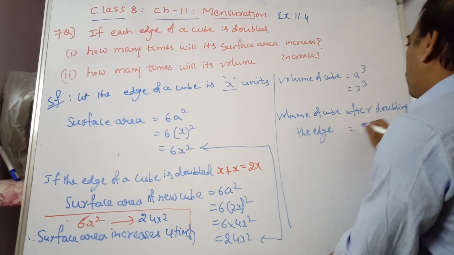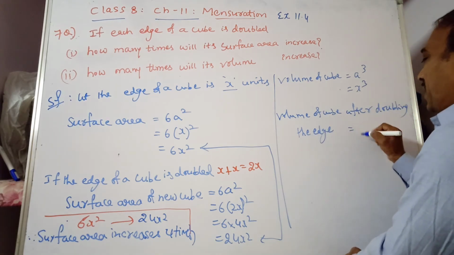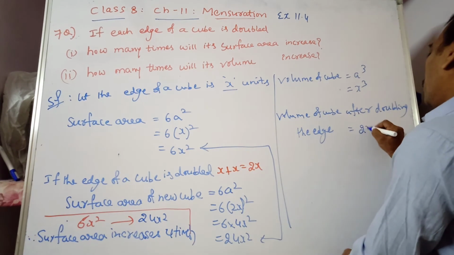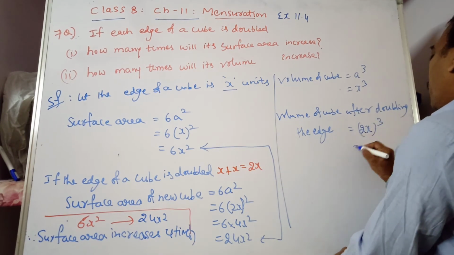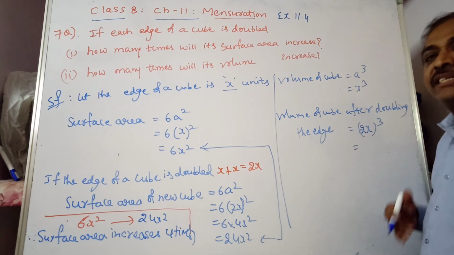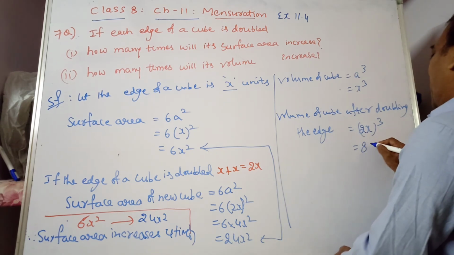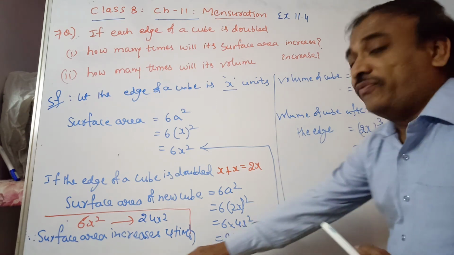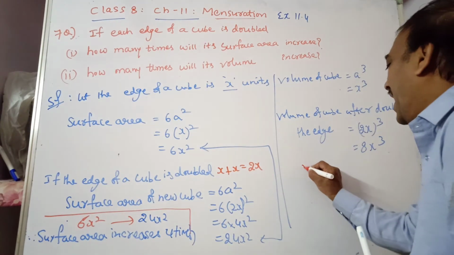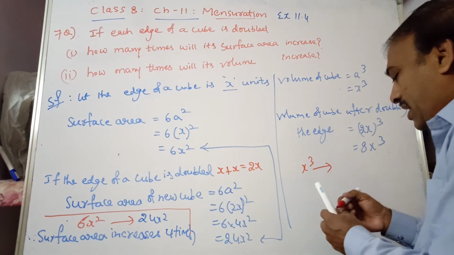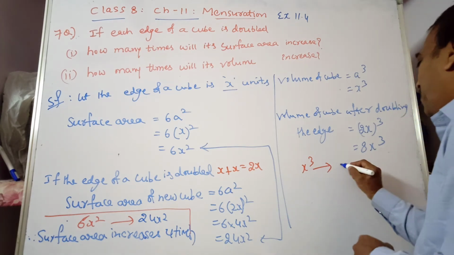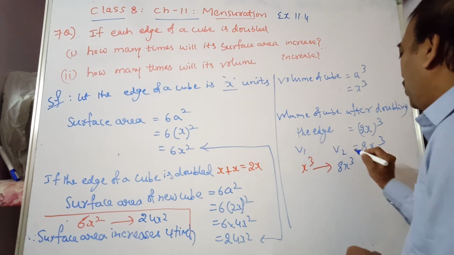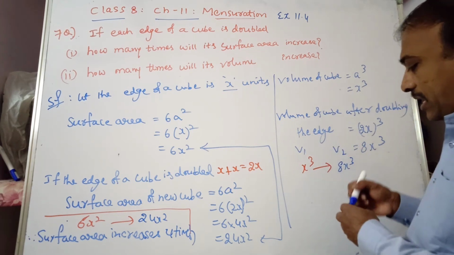After doubling the edge, the volume formula is the same. After doubling, the edge is 2x. So 2x whole cube is 2x into 2x into 2x, which is 8x cube. Now you see the volume before and after the increase: first it was x cube, now it became 8x cube. This is V1 and V2, volume 1 and volume 2. I am making it in the box.